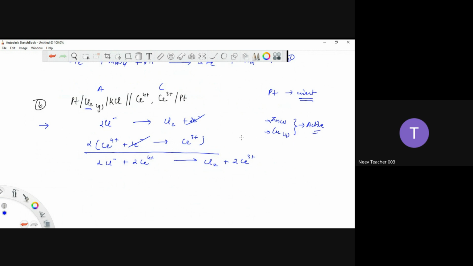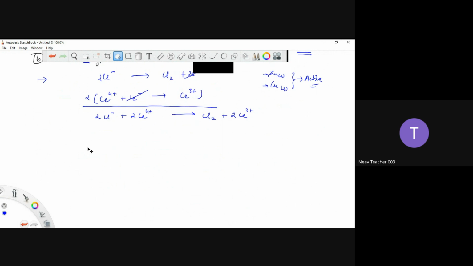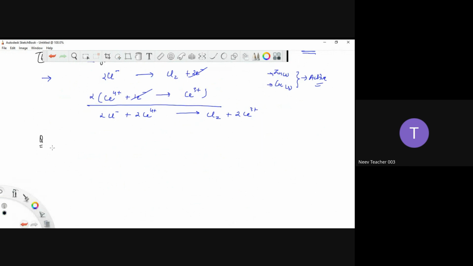Moving on, say for example, okay, do this question. Let's talk about E naught. Say E naught of Zn2+ and zinc is minus 0.762. E naught of Fe2+ and Fe is minus 0.44 volt. And E naught of copper 2+ copper is 0.34.